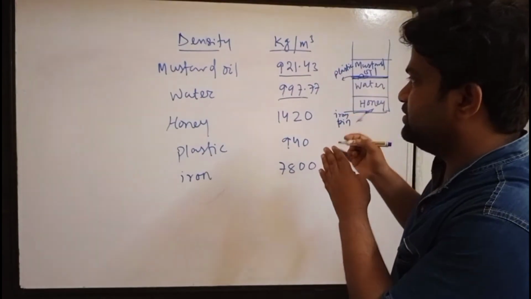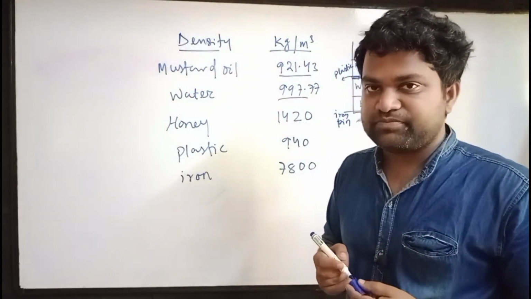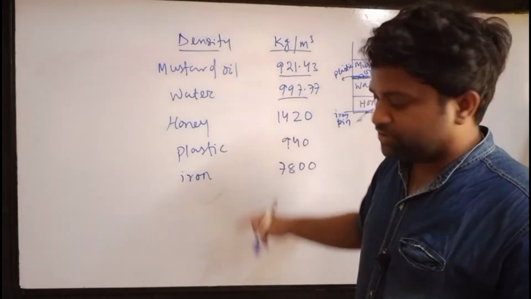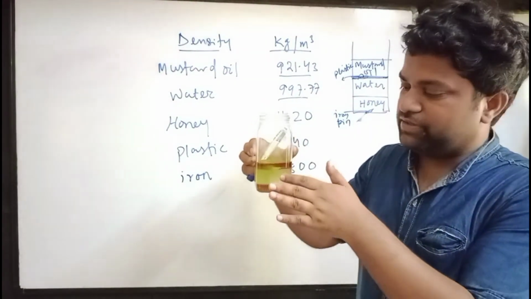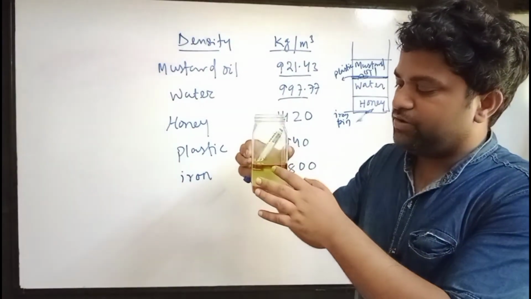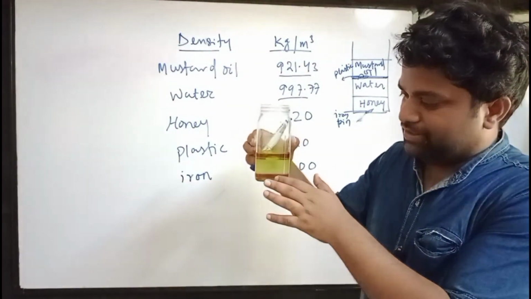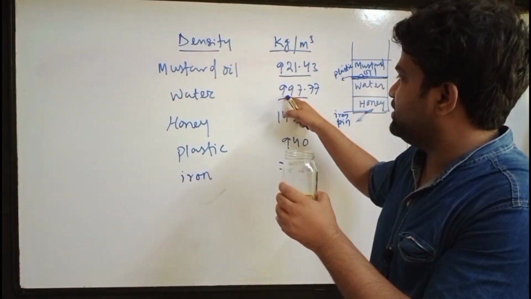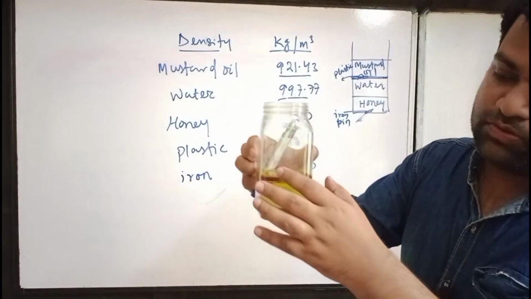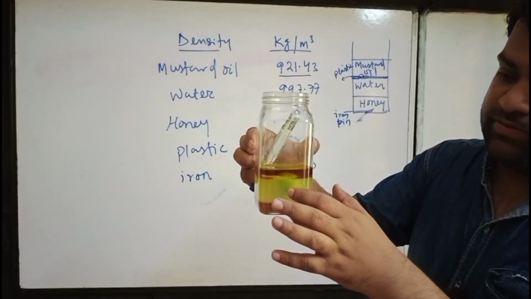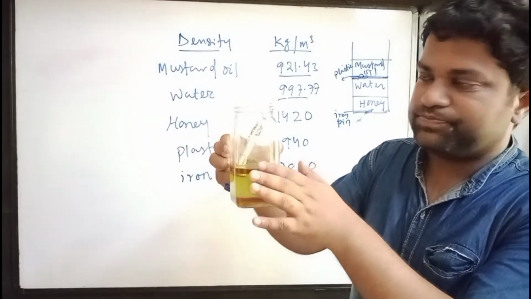Now you can see the density difference of these three liquids. The highest density is honey, and as honey is denser than oil and water, honey is at the bottom. Then water, you can see the water density is 997, which is greater than the density of oil, so water is just below the mustard oil. Mustard oil density is less than the water, so mustard oil is at the top.